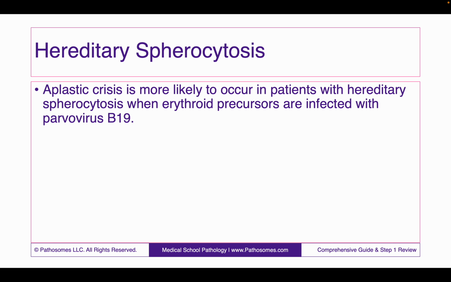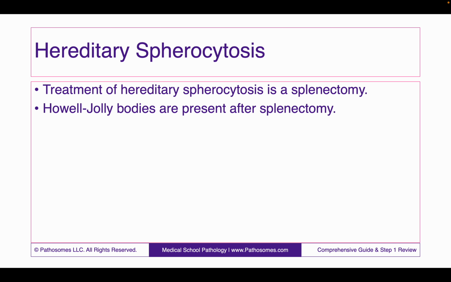Aplastic crisis is more likely to occur in patients with hereditary spherocytosis when erythroid precursors are infected with Parvovirus B19. Wow, that would be a double whammy. Treatment of hereditary spherocytosis is a splenectomy. Howell-Jolly bodies are present after splenectomy.